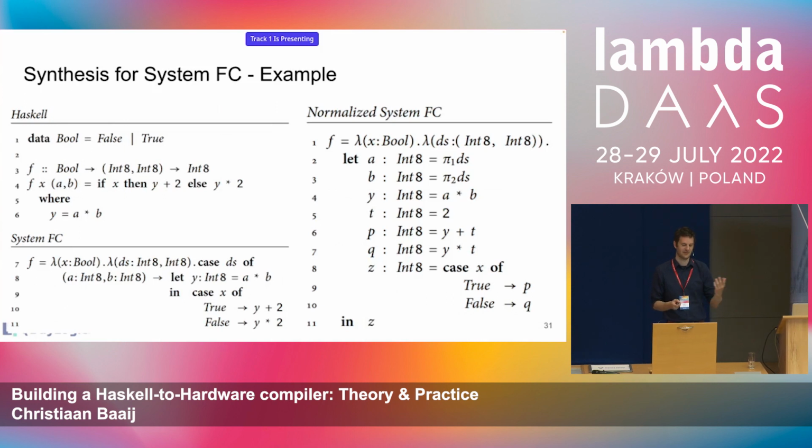So depending on the first value, the first argument x, we either add 2 to the multiplication of its other arguments. So a and b, we multiply them to give us y, and we either add 2 to y or we multiply it again. And so that's regular Haskell.